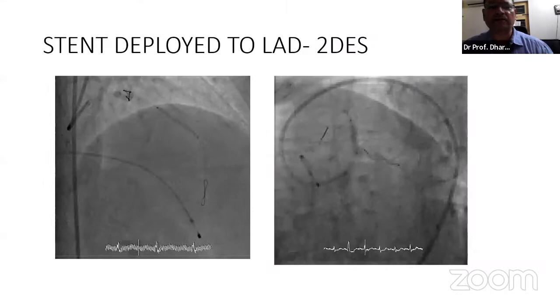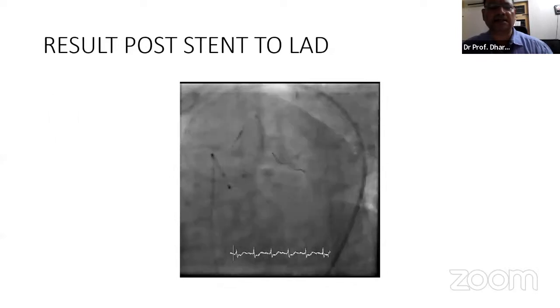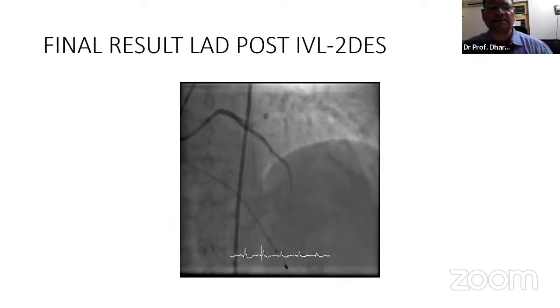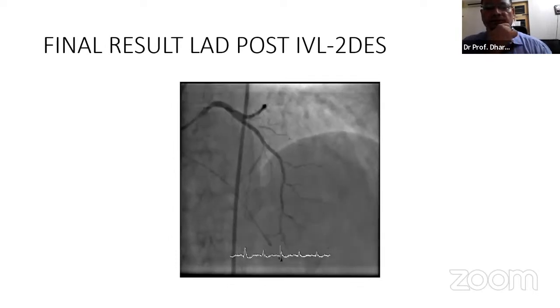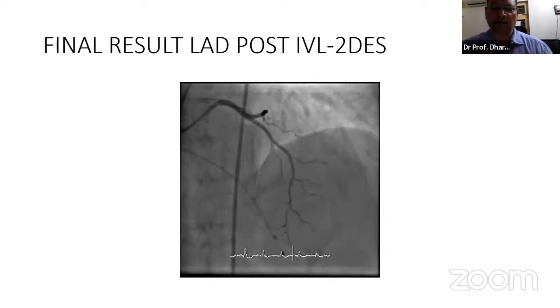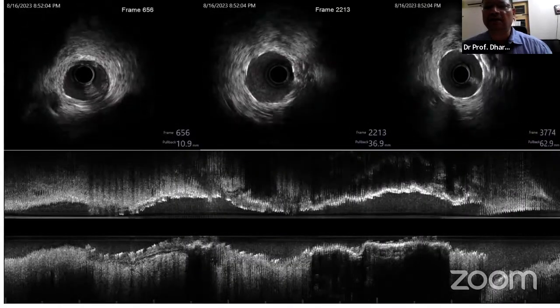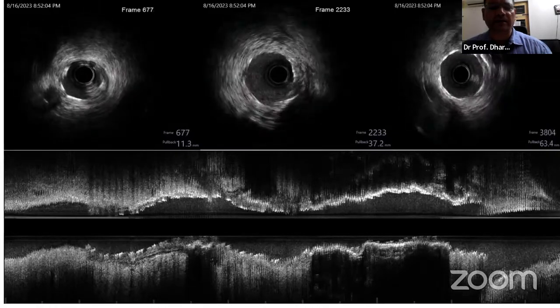So we deployed 2 stents in LAD, and post stent to LAD, this is the spider view. Then we did some post-dilatations, and this is the final result. So we got a very good end result after IVL and then stenting. The post-stent IVUS run shows a well-apposed stent, so calcium was handled beautifully.